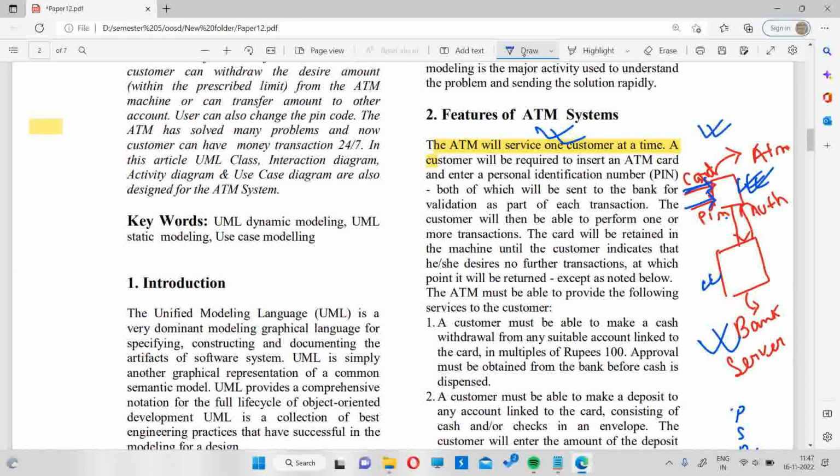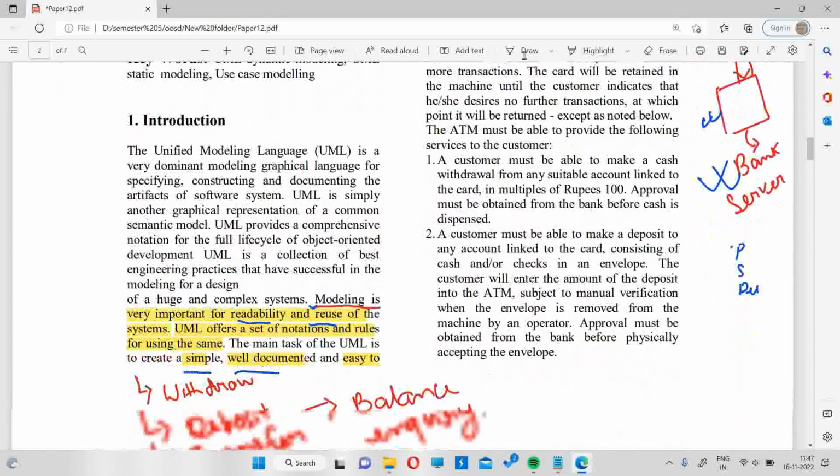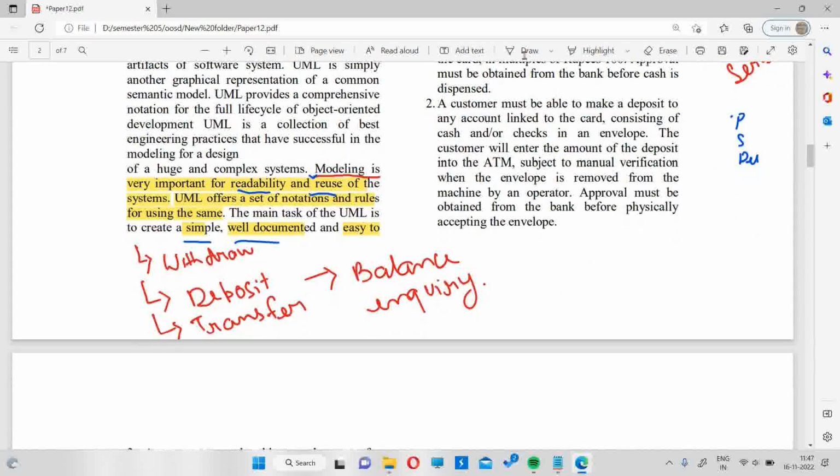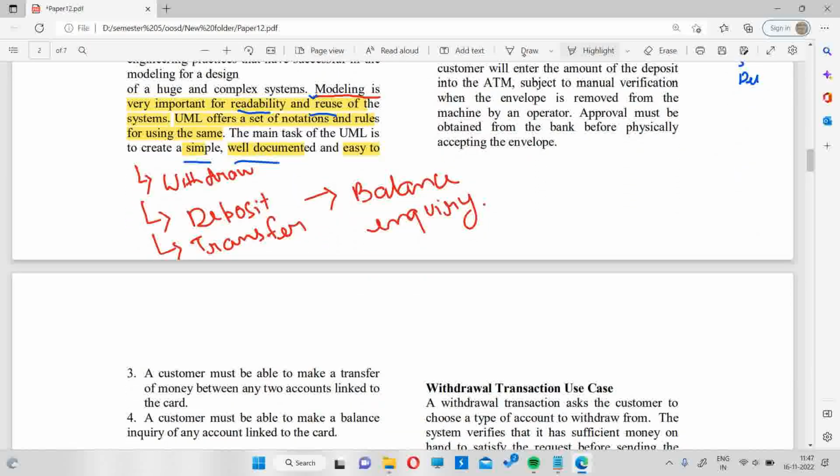Now I hope the simple working of the ATM machine is clear to you all, that is, how the authentication takes place. These are the features or the use cases of the ATM machine. What can we do? We can withdraw money, we can deposit, we can transfer, and we can do balance inquiry. I know these are all basic things, but since it is written here, it's good to discuss.